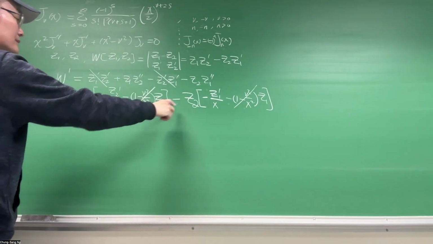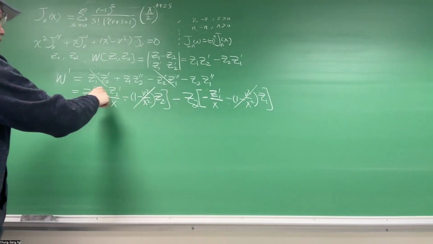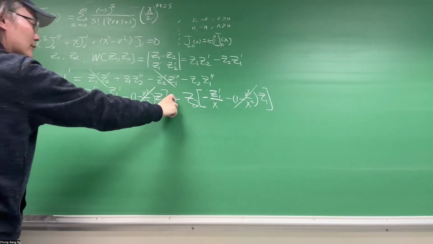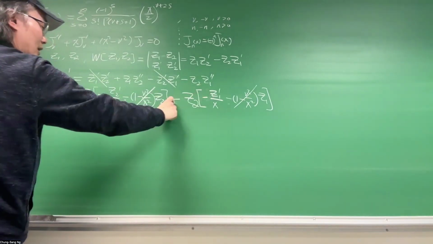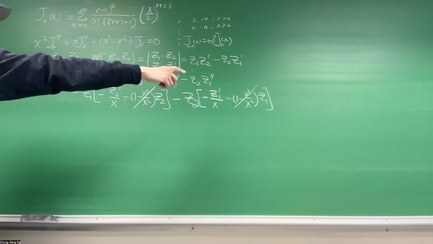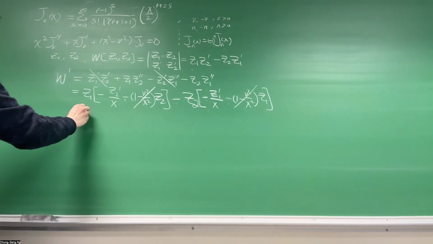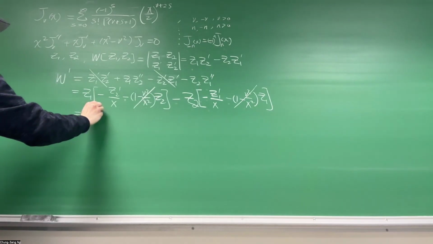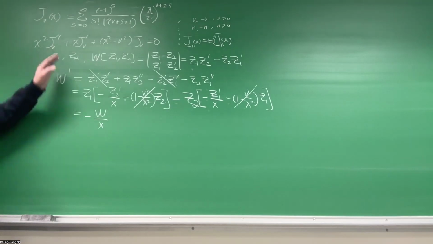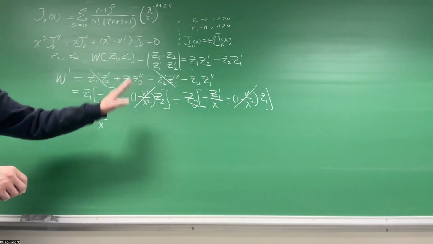And then these two terms, C1 C2 prime with a negative sign and C2 C1 prime with a positive sign, combine to be exactly the Wronskian with a negative sign, divided by x. That actually is minus W over x. Okay, you see that?